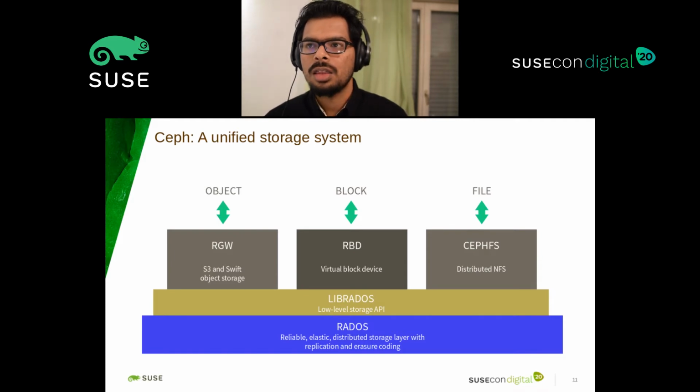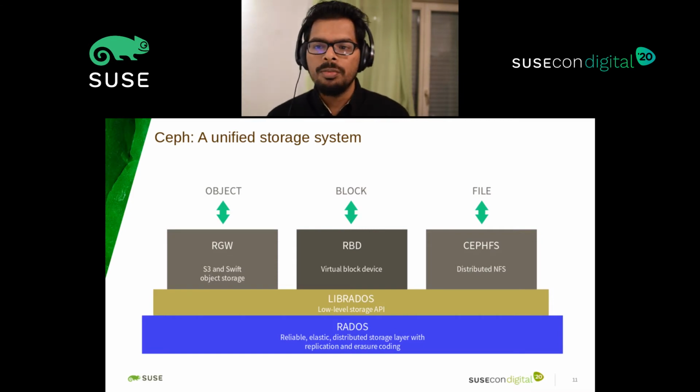This RADOS is presented as an API called librados, which the other protocols build on top of. The object storage uses librados to directly store files as objects. Block storage uses the librados API to store blocks as objects. So even though the disk is presented to you, underneath it's just a collection of objects. And then you have file system also, which is stored as objects underneath, and the metadata is stored as metadata on objects.